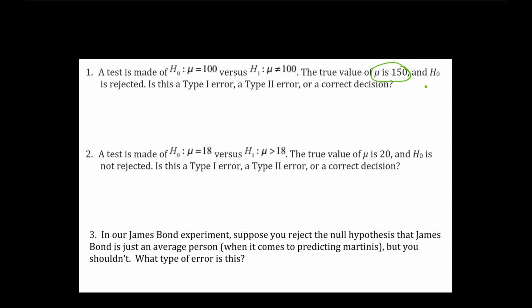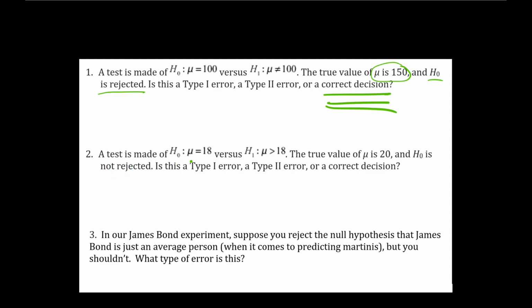Well, that's exactly what happened. It says the null was rejected. So if we should have been rejecting the null and accepting that the mean was different than 100 because the mean is different than 100, and the null is rejected, then this is actually a correct decision. So that is an example of a correct decision. Contrast that with this one though.